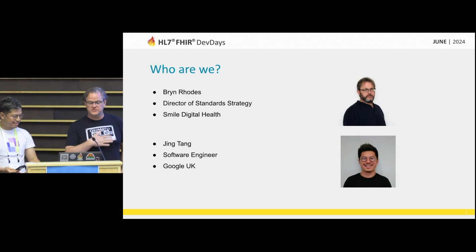So I'm Bryn Rhodes. I'm a Director of Standard Strategy at Smile Digital Health, also a co-chair of the CDS Working Group, where we steward a bunch of the standards that are underpinning some of this work. I'm Jing. I'm a software engineer at Google, based in London. I work on Open Health Stack and Android FHIR SDK.